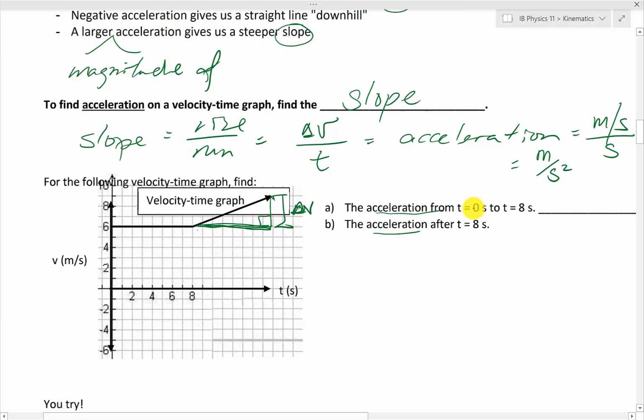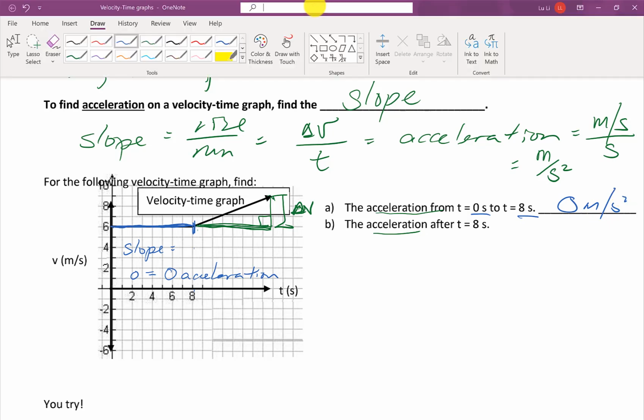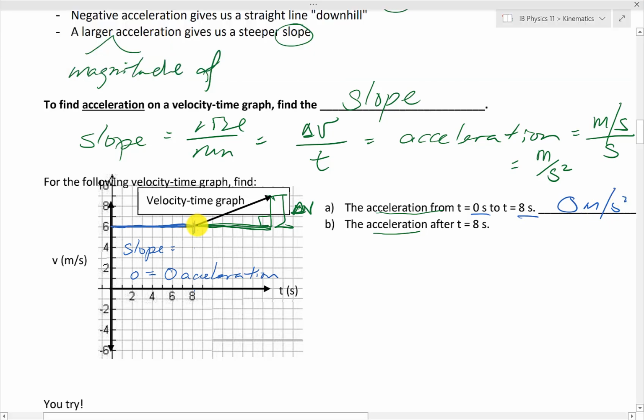The first segment is from 0 to 8 seconds, so right there. Now take a look at this. The velocity here is constant. The slope is 0, which means we have 0 acceleration. That is just 0 meters per second squared. Easy so far. Now the second part, we will have to find the slope of this graph, just like I've been showing earlier. So let's do this.